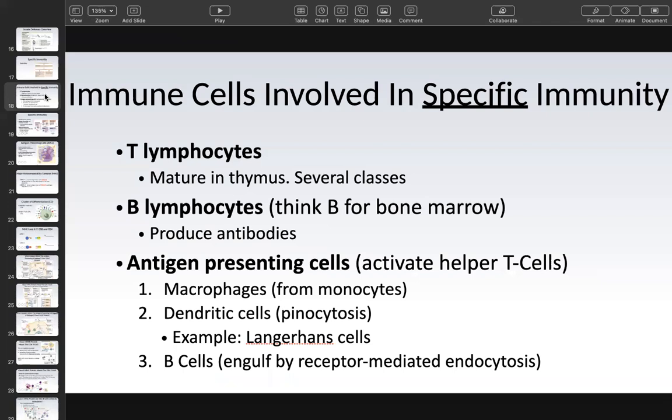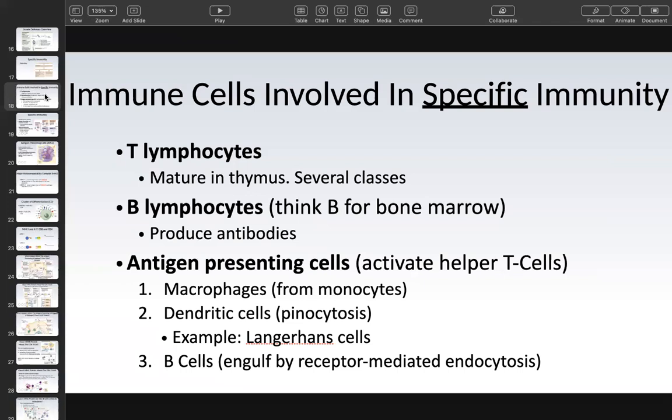There are also B lymphocytes. They mature and are significantly produced in the bone marrow. Hence, they are called B lymphocytes. They're also referred to as your B cells. And the main end function of B lymphocytes is to produce antibodies, which we will discuss in more detail as part of humoral immunity. Our three main types of antigen presenting cells are your macrophages.